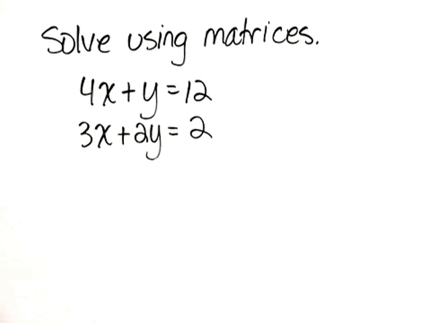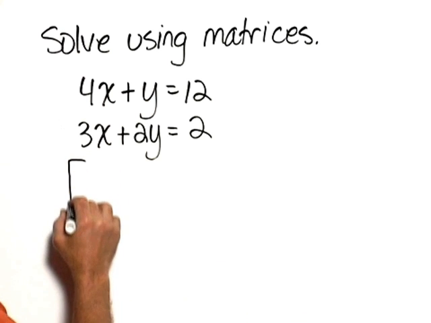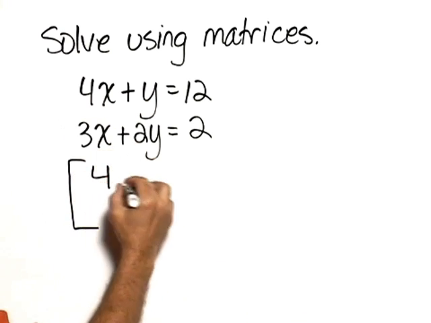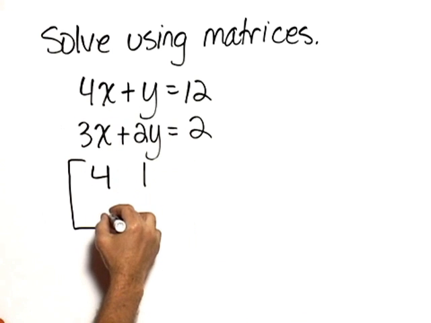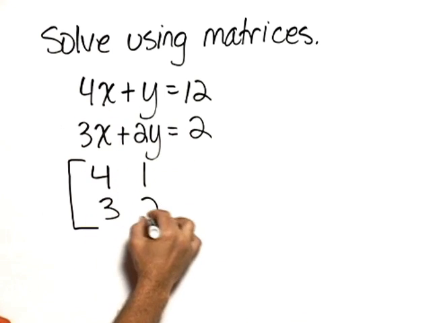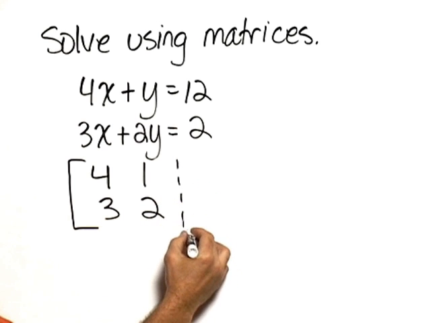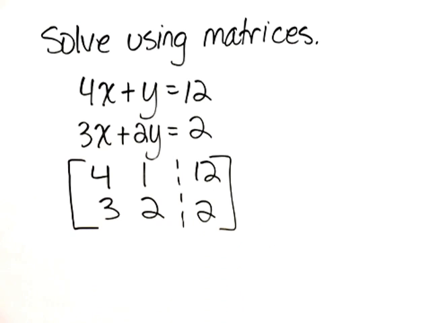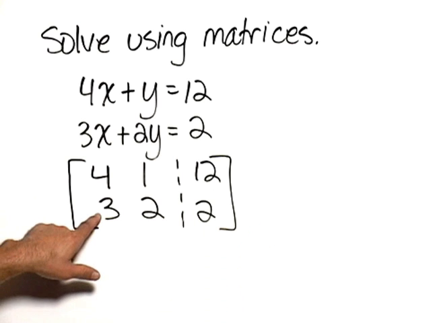Solve using matrices. 4x plus y equals 12, 3x plus 2y equals 2. Let's write the corresponding matrix, which will have 2 rows and 3 columns. We take the coefficients of the variables 4, 1, 3, 2, draw our vertical dotted line, and write the constants 12 and 2. Our goal is to get a 0 in this position.